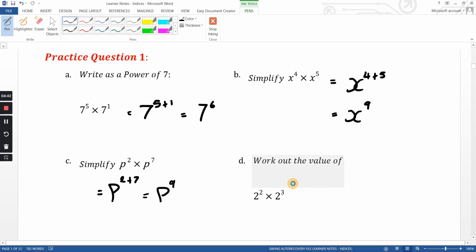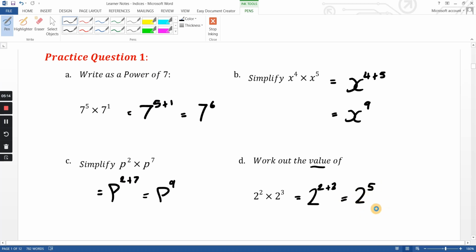And part D, just be careful with this one. Work out the value of 2 to the power 2 times 2 to the power 3. When it says value, they're asking what is the actual answer. So you can't put it as 2 to the power something. What does it actually equal? Let's do it the quick way first. 2 to the power 2 times 2 to the power 3 means 2 to the power 2 plus 3, which is 2 to the power 5.